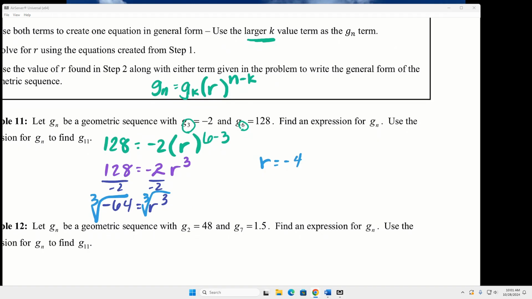All right, so we still haven't done the first thing they asked us to do, which is write an expression for g sub n. So we can use either term. We can use the 6th, or we can use the 3rd. Do you guys have a preference? Okay, so then it's going to be negative 2 times negative 4 raised to the n minus 3. All right, so that's the first thing we're supposed to do. Just took a while. And then the second thing, we need to plug 11 in for n.